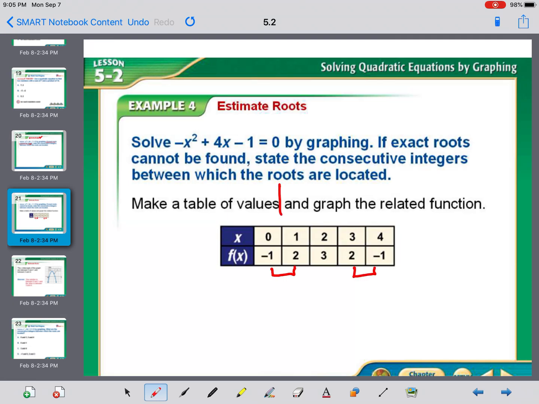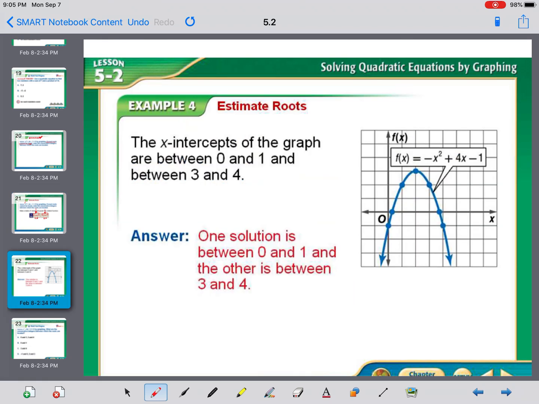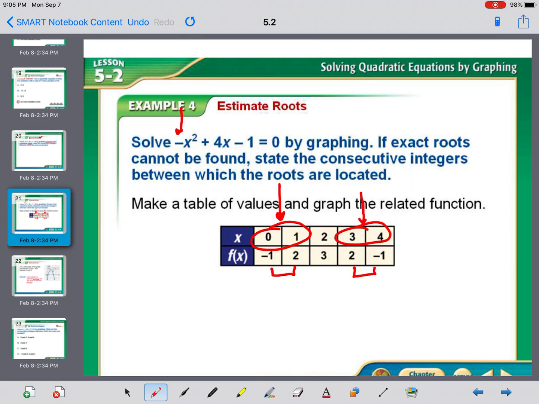And I'm just going to make a note that when you see a change in y from negative to positive or positive to negative, then that's where the two zeros live. Somewhere between 0 and 1, somewhere between 3 and 4. Now this is an open down parabola. Watch, I want to show you the graph. And as I said, somewhere between 0 and 1, somewhere between 3 and 4.